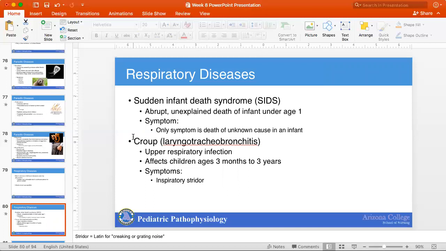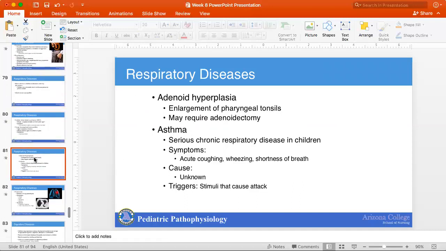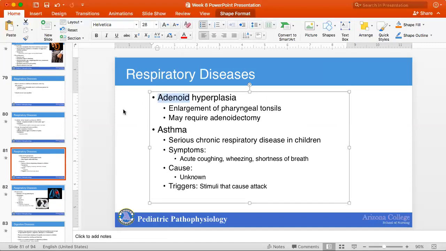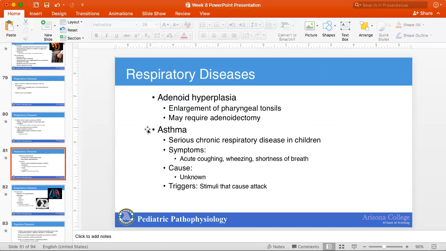Croup, or tracheobronchitis, is an upper respiratory infection that affects children ages 3 months to 3 years. Adenoid hyperplasia is enlargement of the pharyngeal tonsils. It may require an adenoidectomy. Adenoid is just another word for tonsils. So if you ever see that.